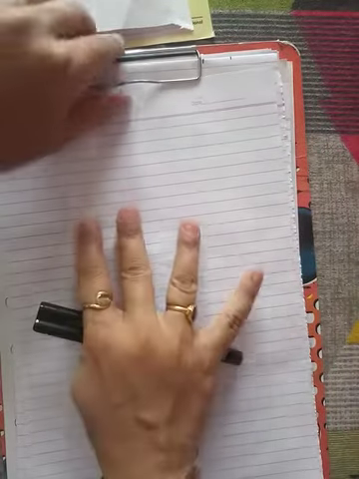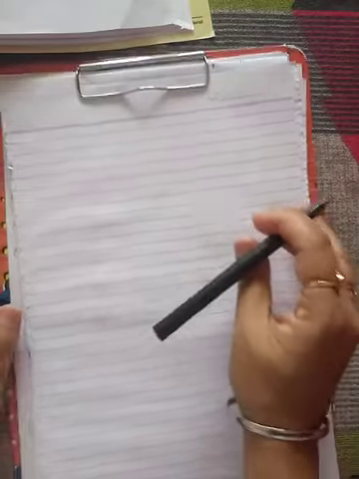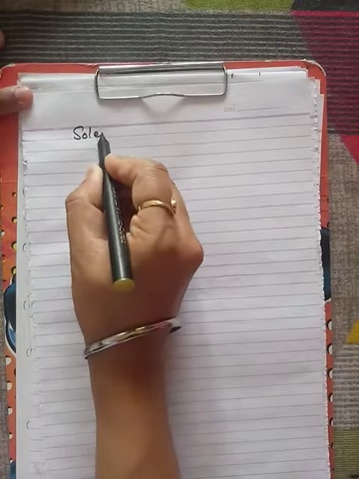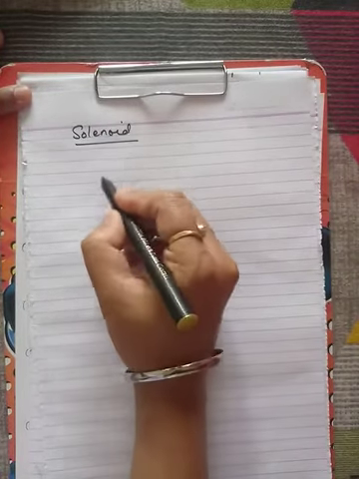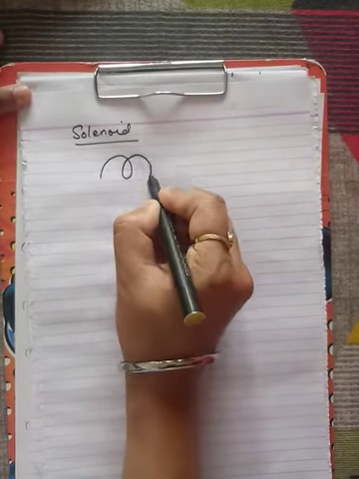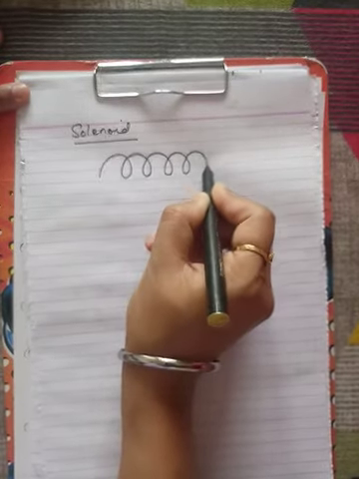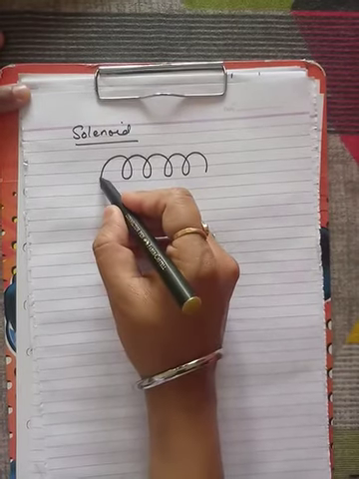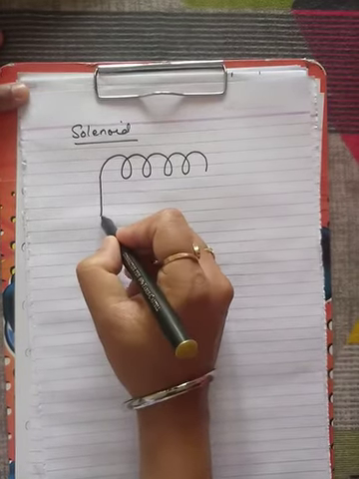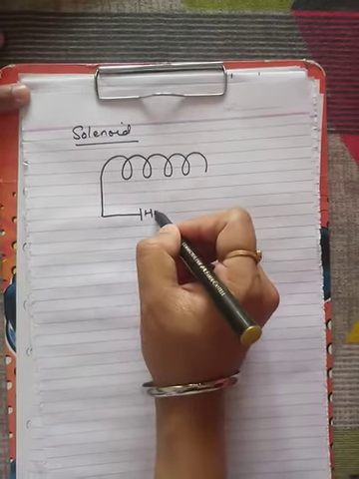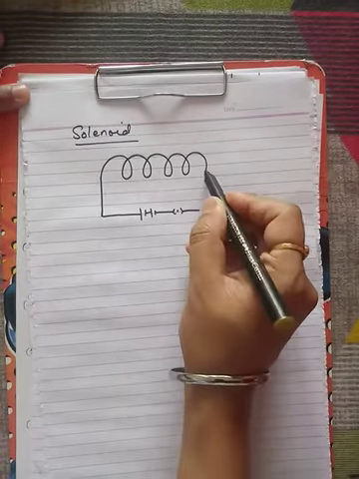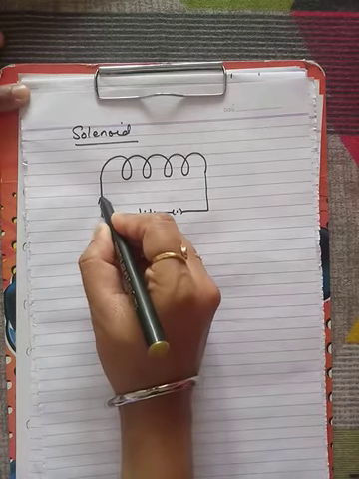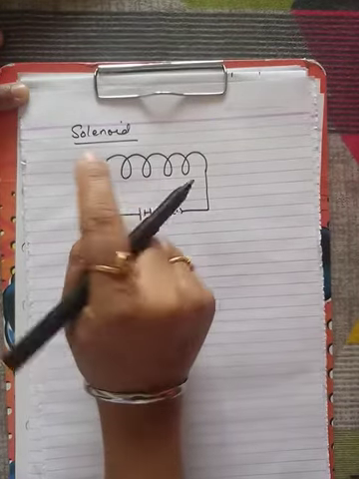A solenoid is a shape like this. That's how we can draw it. A solenoid is a shape like this: one circular turn, another turn, another turn, another turn, like this. There can be many turns, so n number of turns are possible, and if I connect it with a cell or a battery, then we can say that the current is flowing. Suppose the direction of current is like this.